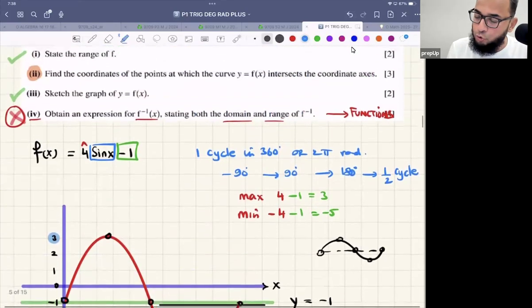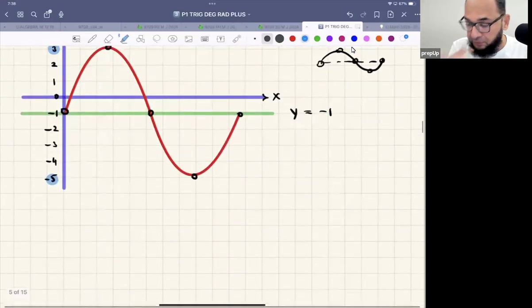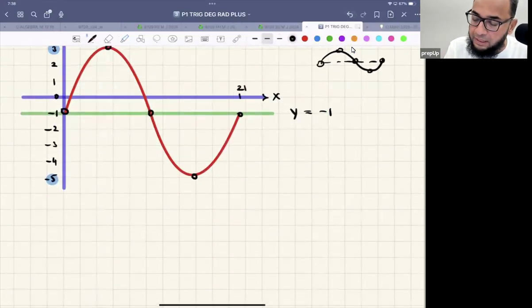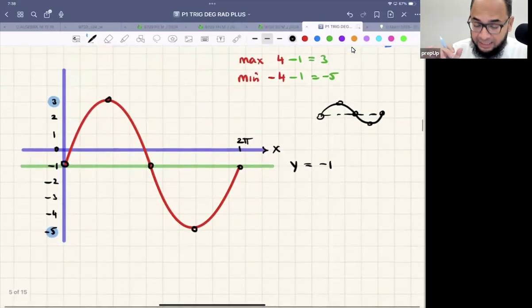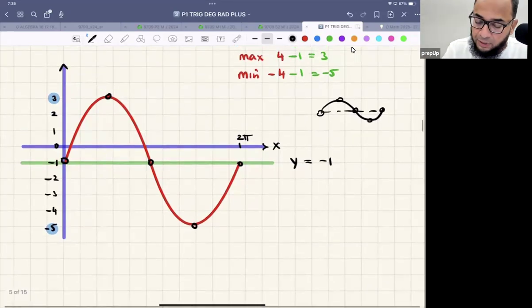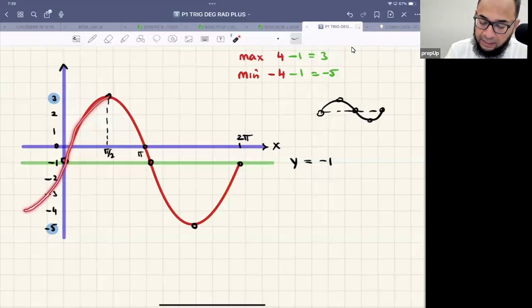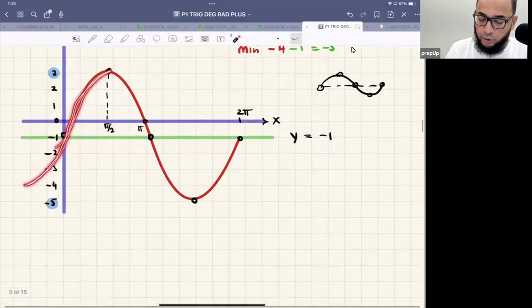It's one cycle in 2 pi radians, but there is an issue. They're asking from minus pi by 2 to pi by 2. So this is 2 pi. That's right over here. Let me draw the one that they need. So this is all good, all clear. Now someone will be thinking along this line. So now this is pi by 2. So this is pi by 2. This is pi. And this is 2 pi. So I need this much of the cycle like this. I need this much of the cycle like this. So that is what we will be drawing.